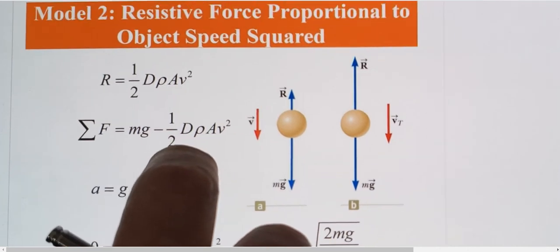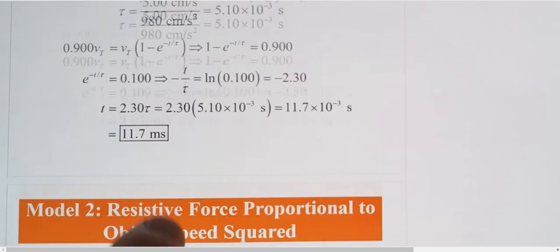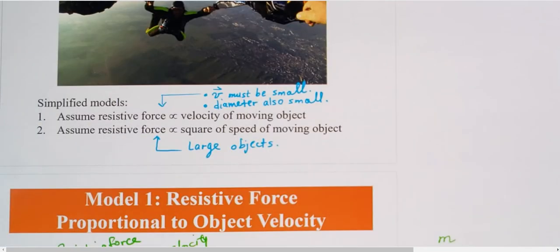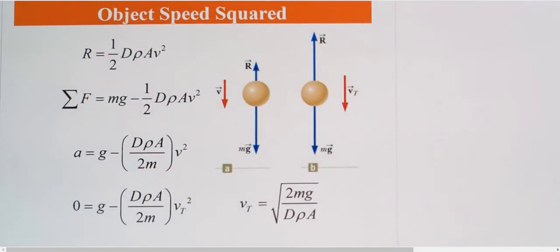طيب. So now let's talk about the second model. We said, let me remind you, we have two models. The first one we just did, force proportional to the velocity. Now the second model, when you have large objects, force is proportional to the square of speed, v square. It's not v, it's v square. So let's talk about it. It's interesting. And in a moment you will see why it's interesting.